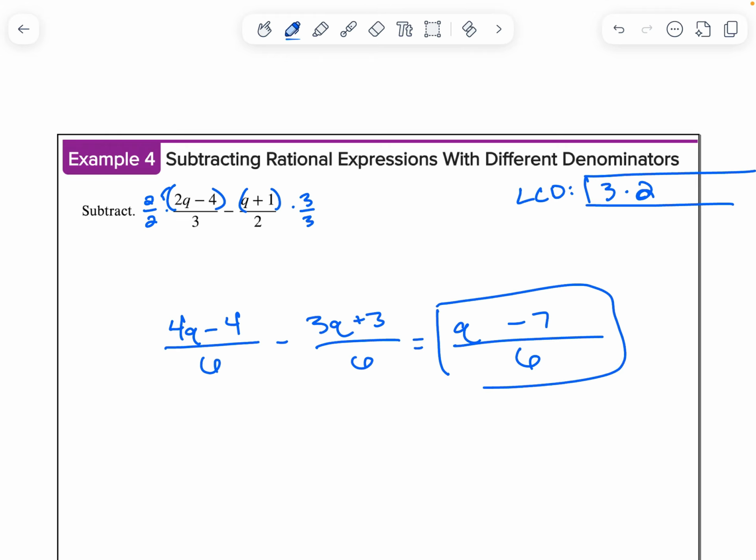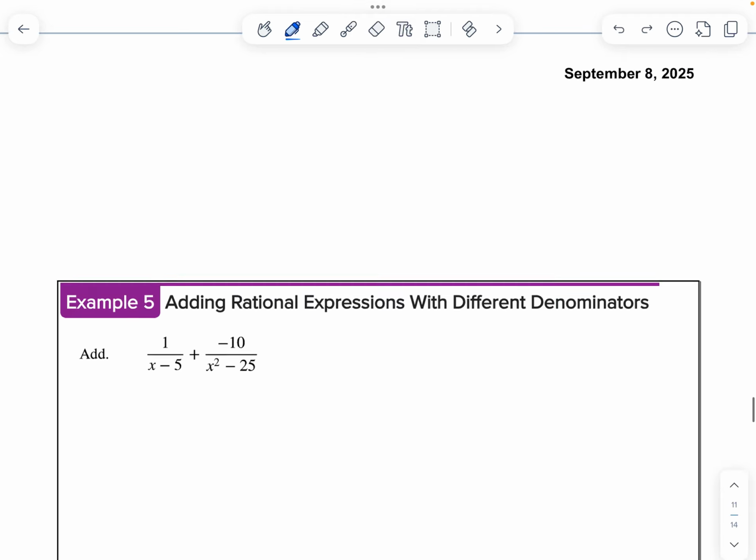I think the most confusing part of this is that this subtraction sign, if you want to distribute it to both, you can do that. That may make it easier for you to look at. But the subtraction has to go to everything in that second fraction.